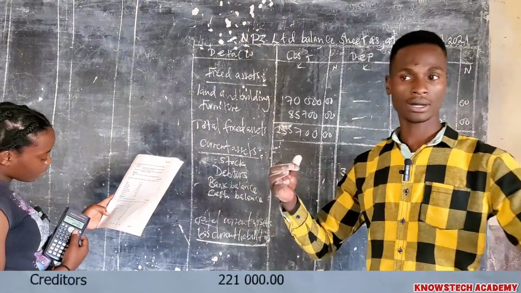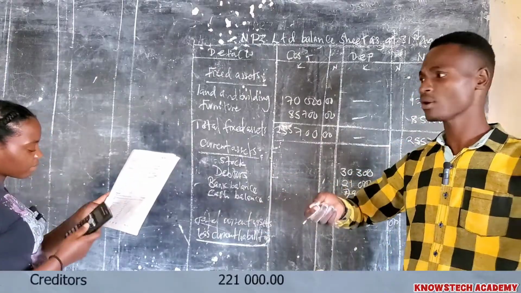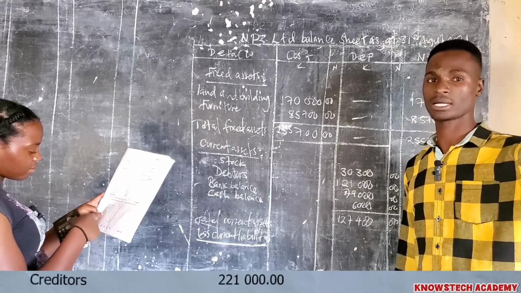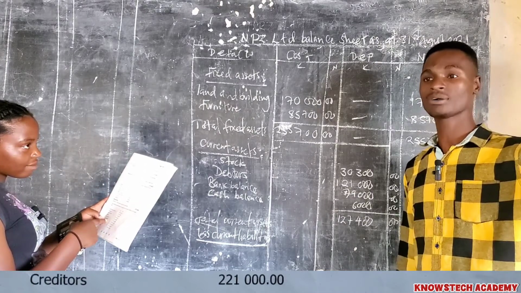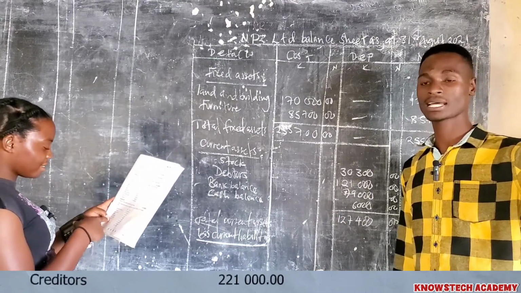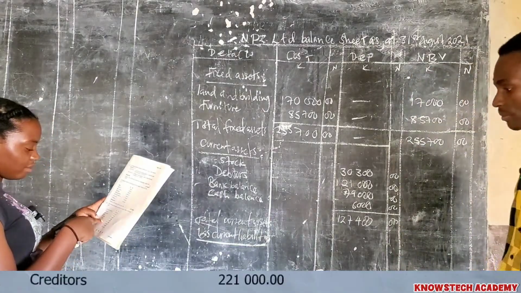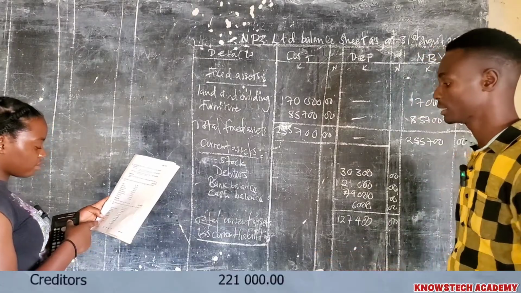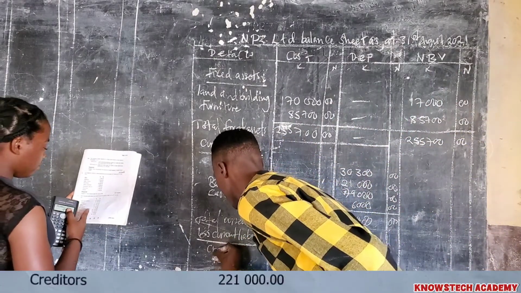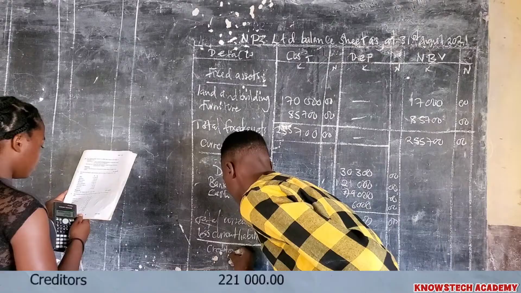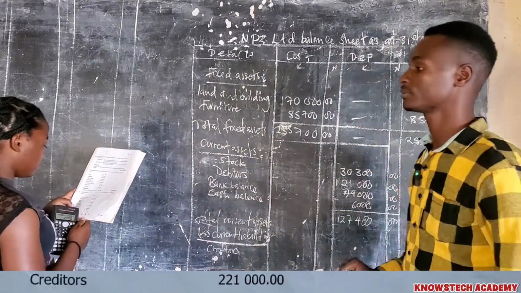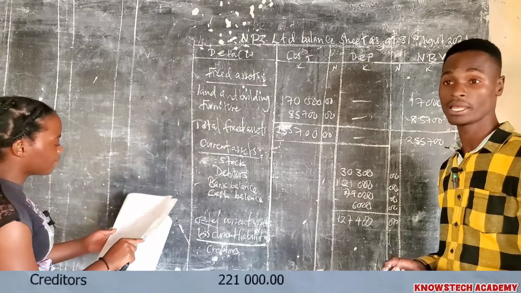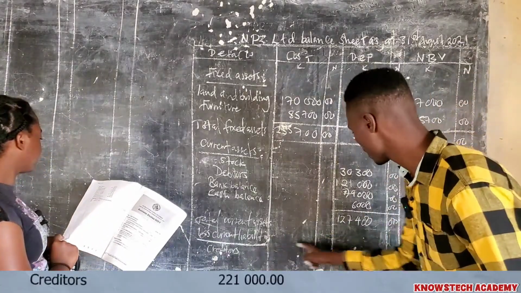Now check if at all we have what? We have creditors. Creditors are also known as what? Account payables. Yes. Debtors are account receivables. Do you have creditors? Yes. So we're going to write creditors. Do we have bank overdraft? No. So creditors is going direct here.